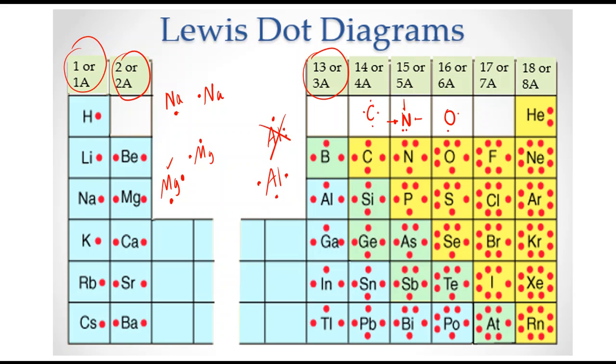Oxygen, 2, 1, 2, 3, 4, 5, 6. You could do it that way. That's how I do it. I always do it clockwise, or that one doesn't look very good, so I'm going to fix that.